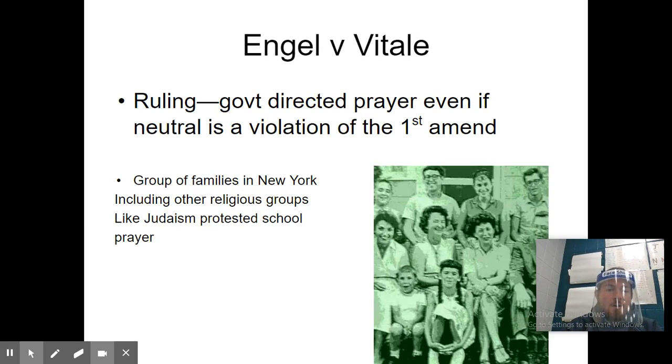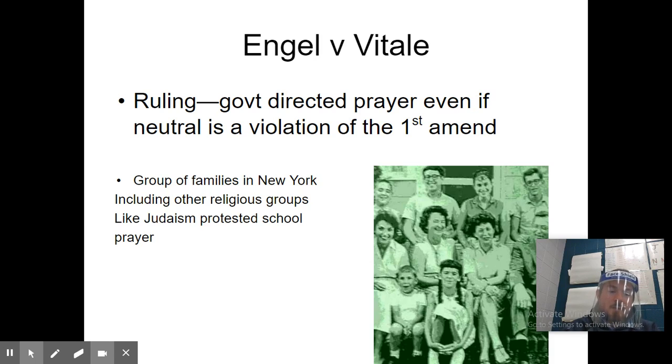Engel versus Vitale. The ruling is government-directed prayer, even if neutral, is a violation of the First Amendment. So if there's any prayer on public property, it has to be led by someone who is not a government official, aka anyone who is not a government employee. So if students were to pray, that is okay, but a teacher could not lead the prayer.